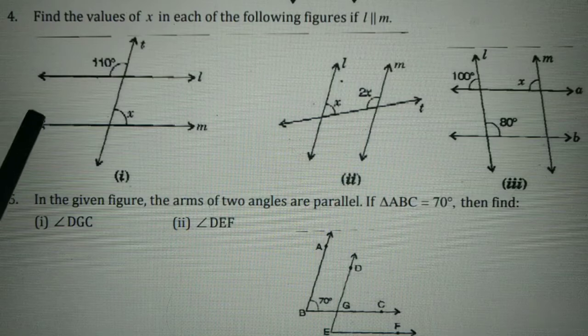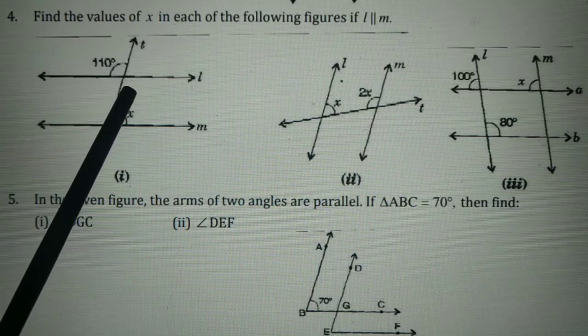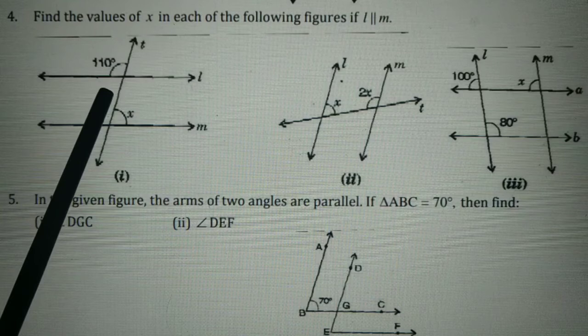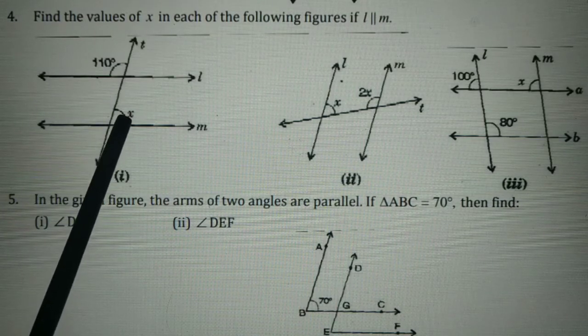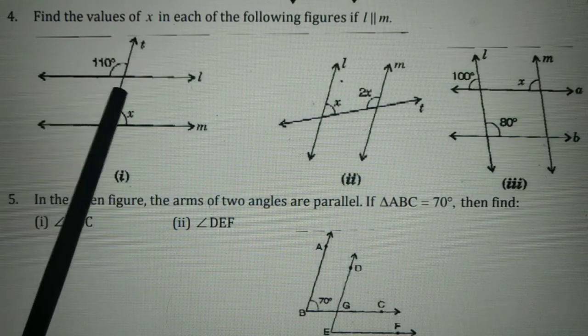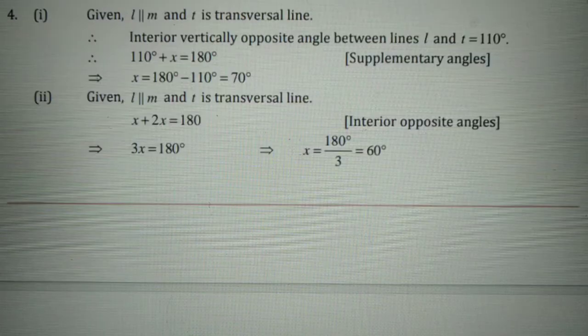Now what can we do? We can use any property, but here we can use 110 as it is vertically opposite to this angle. So this is 110, this is also 110 angle. Now we can say that the interior angles on the same side are equal to 180 degrees. Using that property, one is vertically opposite, second is interior angles on the same side. Now let us see the solution.